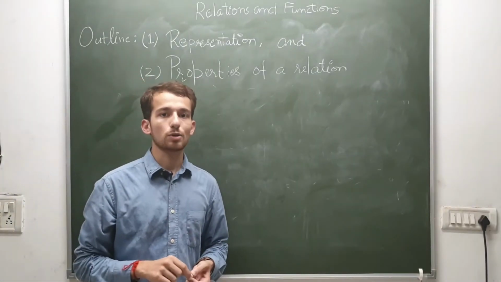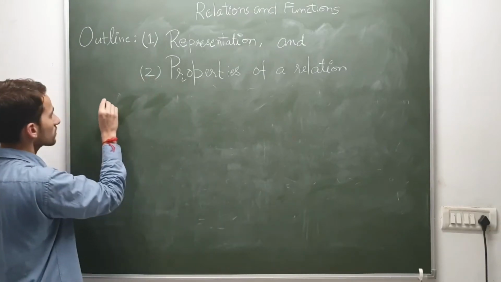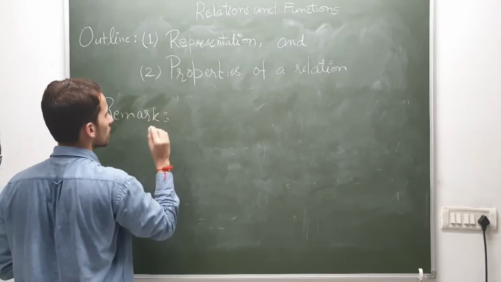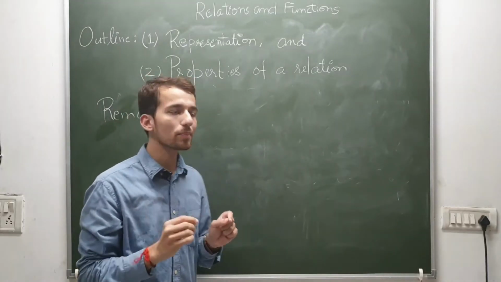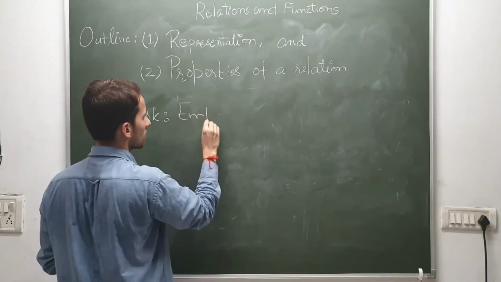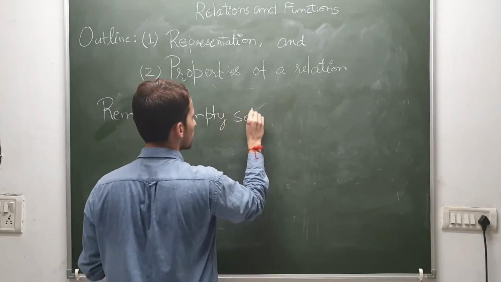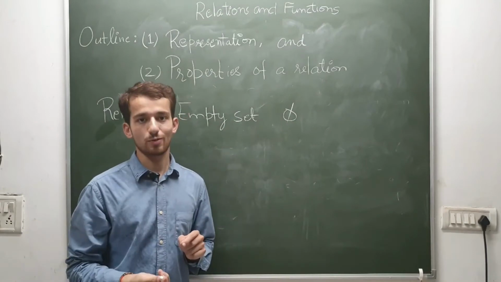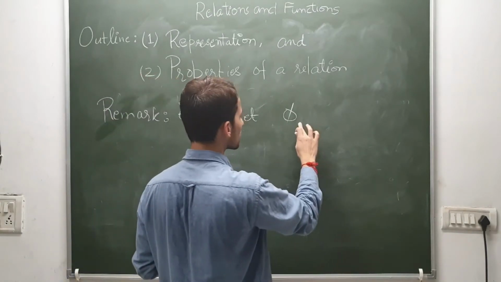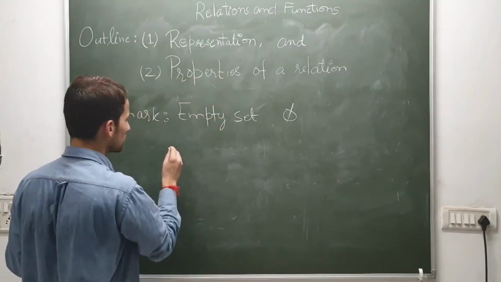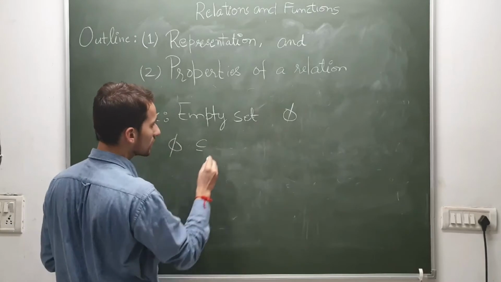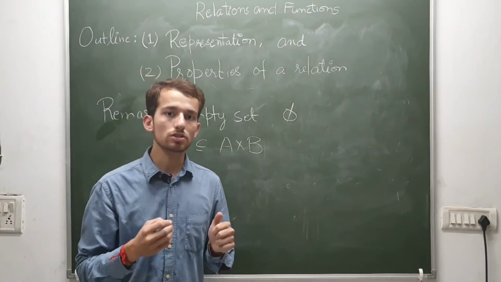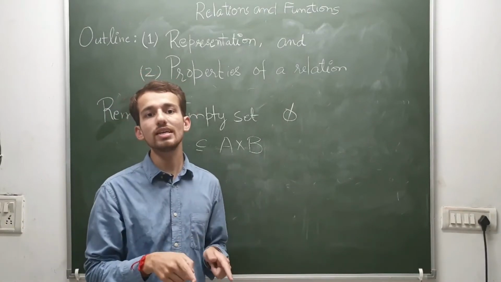Just one last remark to conclude the second outline. We know that this phi, this empty set, whose notation is this symbol phi, is a subset of every set. So in particular, this is also a subset of this Cartesian product, and so in turn it's possible now for this empty set to be a relation.